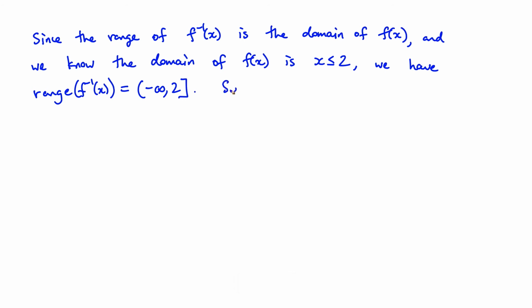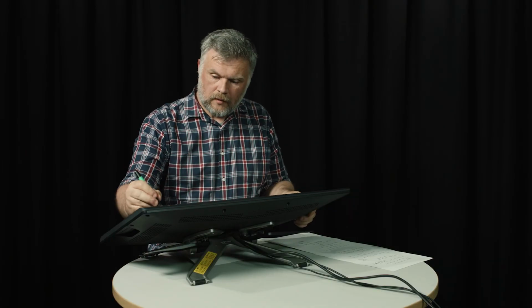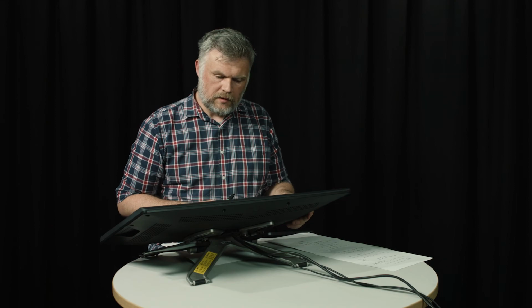So our inverse function is f inverse of x is minus the square root of x minus 2. Okay, so that's just the first part of the question. We were asked a few other things.